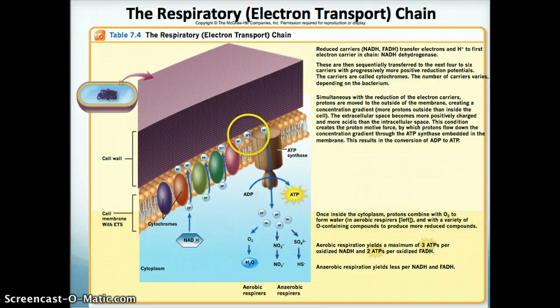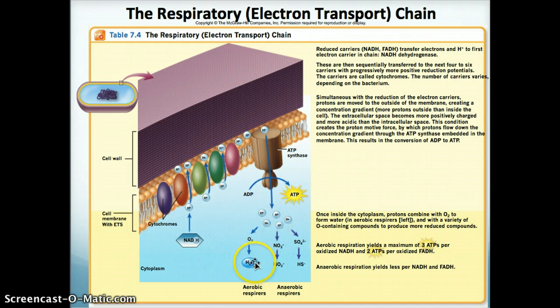Now what ends up happening is on the outside of this membrane, we have a concentration gradient, or excuse me, an ionic concentration gradient. So we have very positive on the outside of the membrane and tends to be more negative on the inside of this membrane. And what will happen is at what is called the ATP synthase, it will actually allow these hydrogens to flow down their concentration gradient, and that movement will provide the energy to transform ADP into ATP.